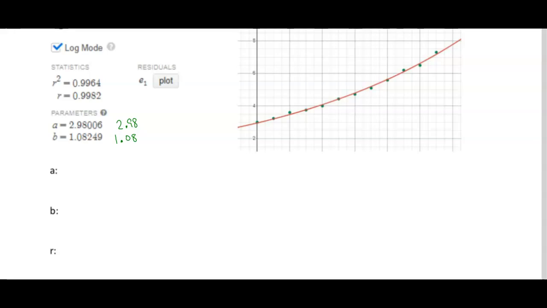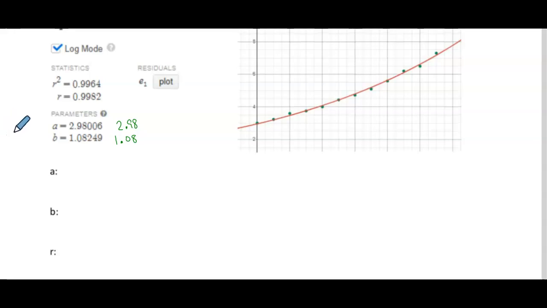All right, so what does a stand for here? So in any exponential equation, a is going to be the starting value. So for this one, it means that the starting value is 2.98. And I don't think we have context here. No, we don't have context here for what this problem's about. So I can't say $2.98, although that's probably what it is, since these graphs are usually about finance.